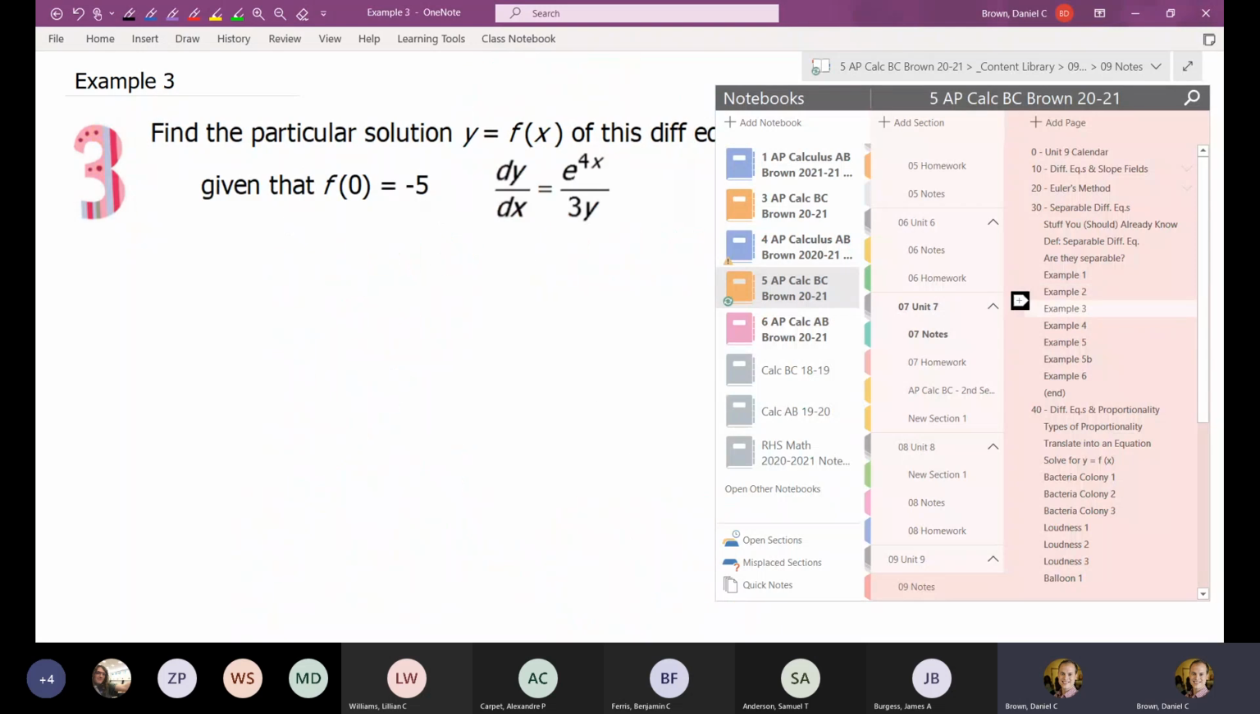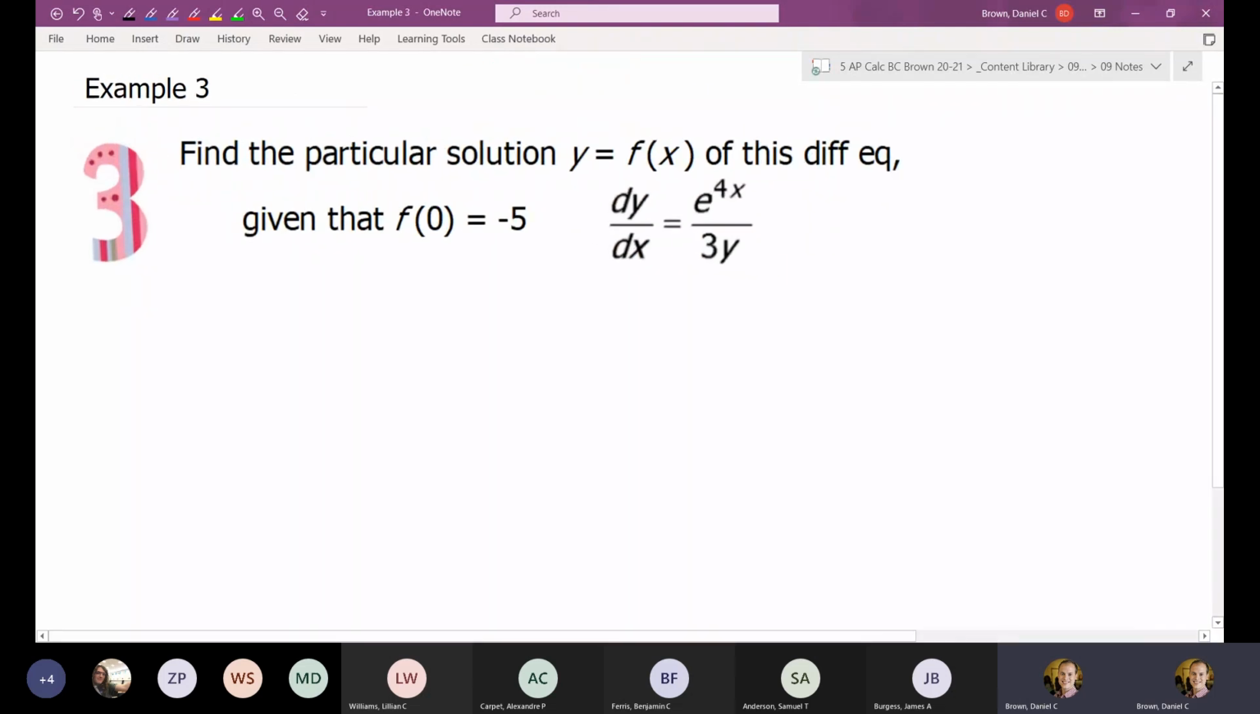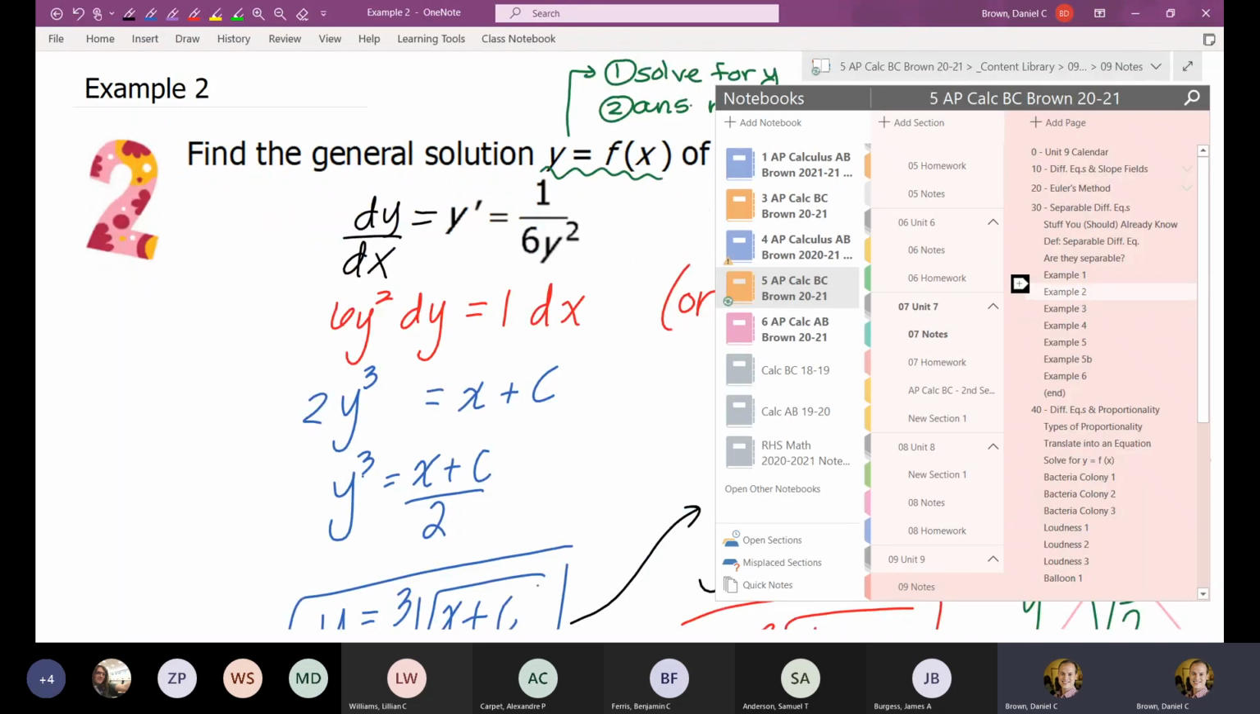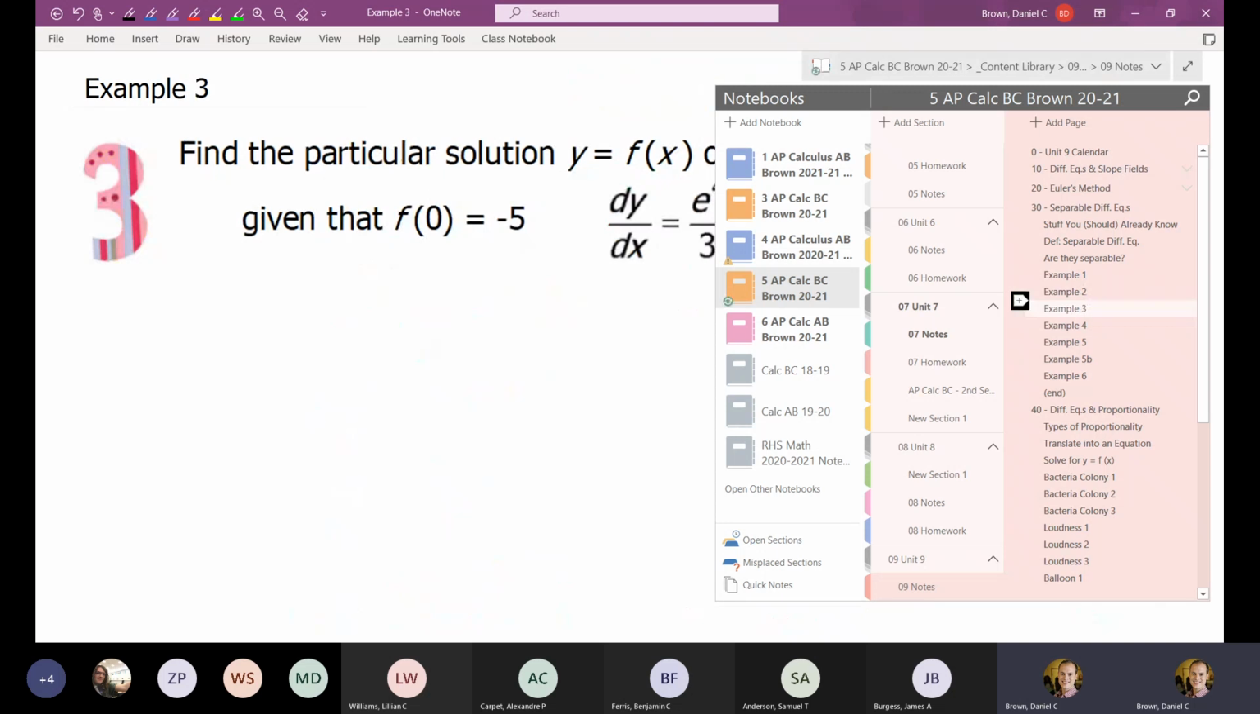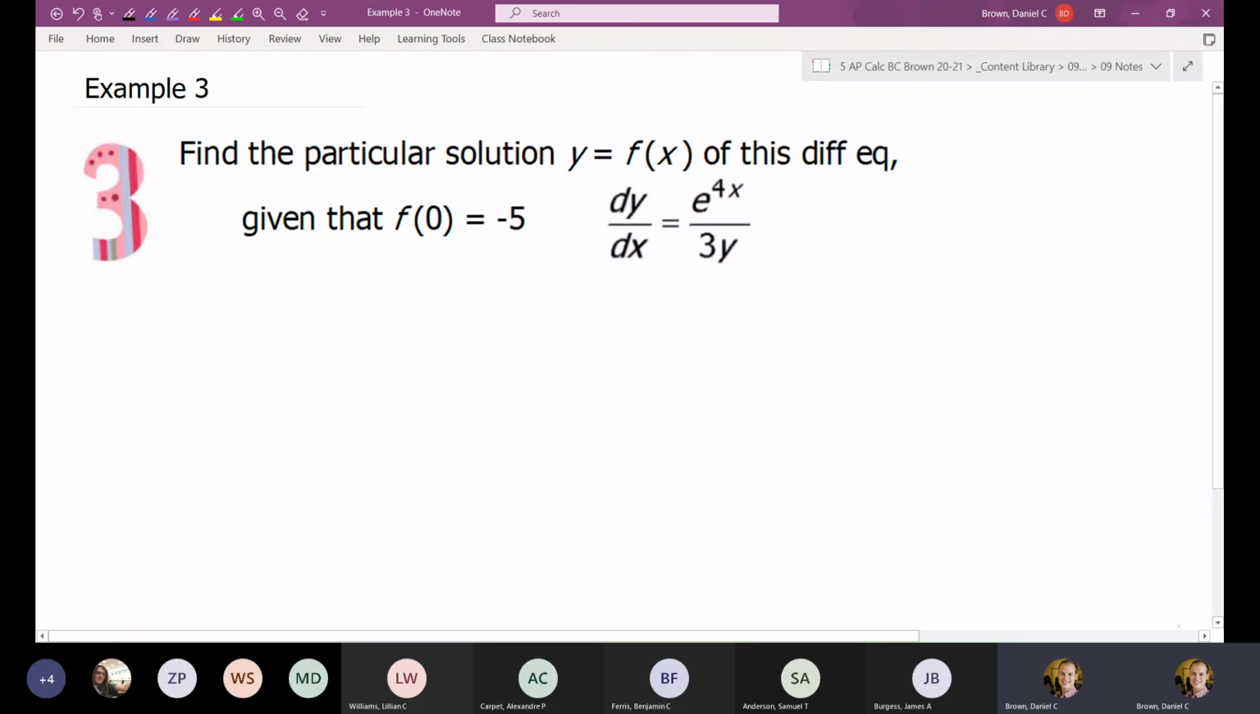Let's keep on trying some examples. Next one. Find the particular solution y is equal to f of x of this differential equation, given that f of 0 is equal to -5. Hold on, did I solve that one? Yeah. So let's talk about this one. Again, the question will tell you how much work you have to do. We see the particular solution here, so that tells you we are going to have to solve for c. So that's your clue right there. We are going to have to solve for the constant that we have.